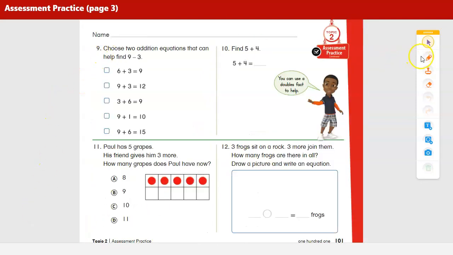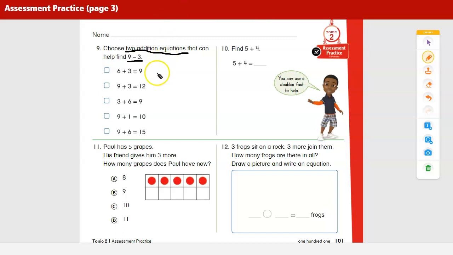Number 9 says choose 2 equations that can help find 9 minus 3. Choose 2 addition equations that can help find 9 minus 3. So this is like how we were using addition to find subtraction. So we need to find 2 addition equations that can help us find 9 minus 3.